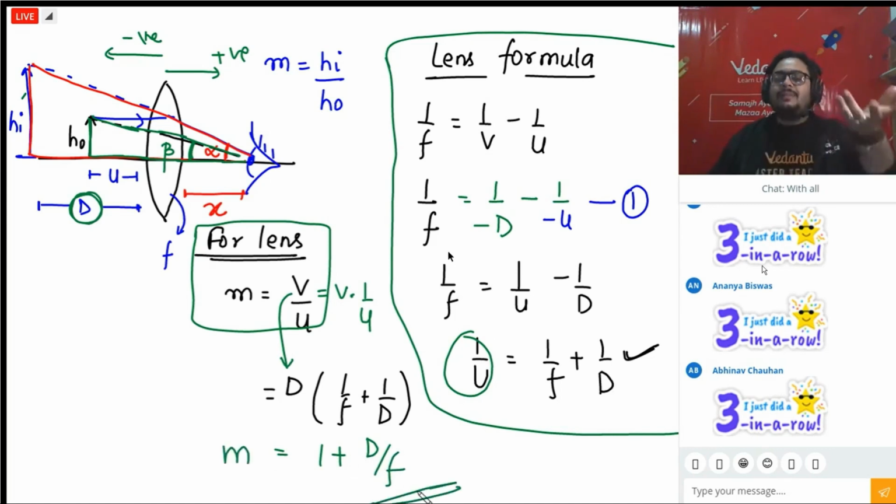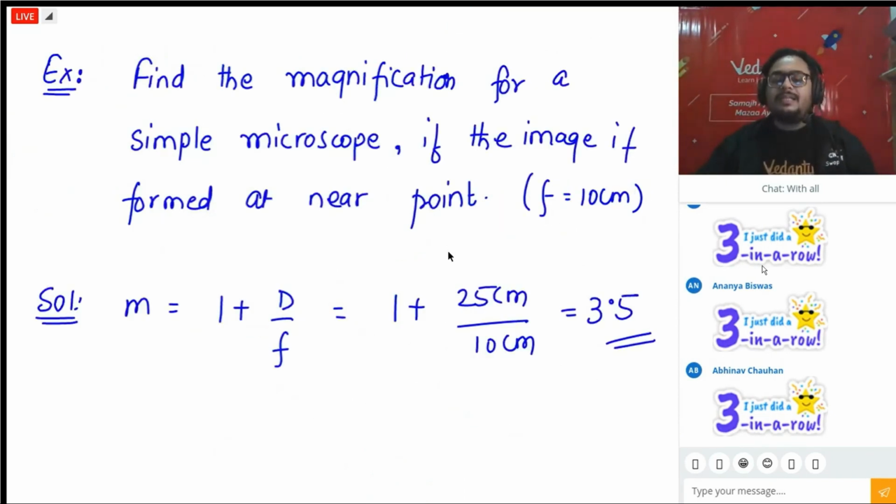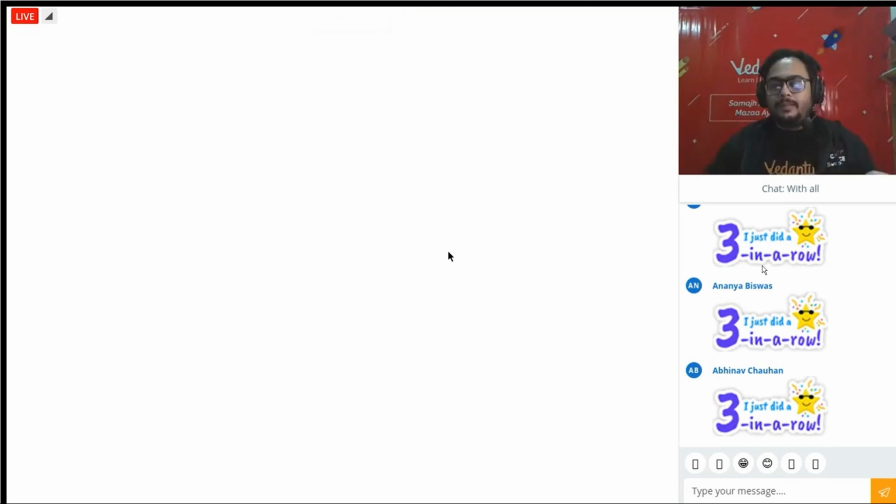It's that simple. It seems difficult, but it is not difficult. The only thing you have to do is apply the lens formula once and then find the value of v by u. Easy, right? Okay. I'm not saying it is very important, because we are just applying the lens formula. You are only applying the lens formula. This is not a big deal.